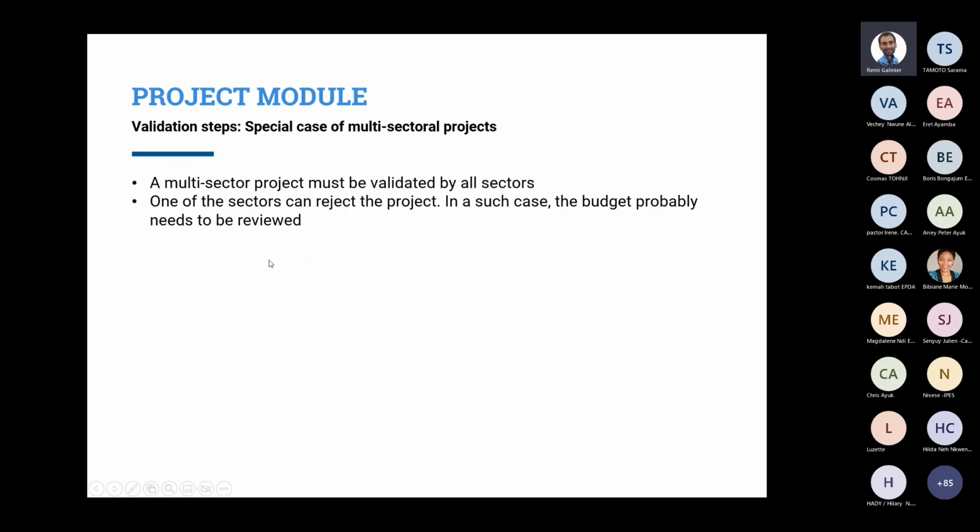There is a special case of multi-sectoral project. A multi-sector project must be validated by all the sectors. If one of the sector rejects the project, in such case, the budgets need probably to be reviewed by the project owner and by the organization. If you submitted a project for health and nutrition of $100,000 and nutrition say, no, this project is not aligned with my strategy, probably you will have to review the project to review the budget on the health component only.